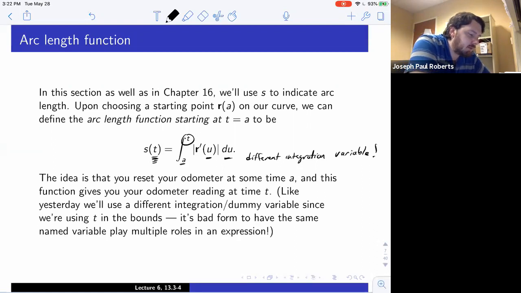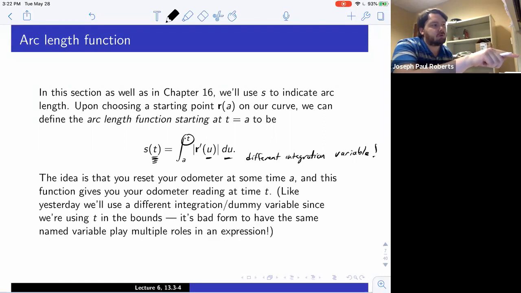So anyway, let's say we're in our car, and once it's a o'clock, we'll zero out our odometer. And then from then on, s of t, so we'll use s to indicate arc length, is going to be the distance you've traveled between time equals a and time equals t. Just imagine, okay, let's get in our car at noon. So a is 12 o'clock or whatever. We zero our odometer, and then the function s of t is how far we've driven by time t.